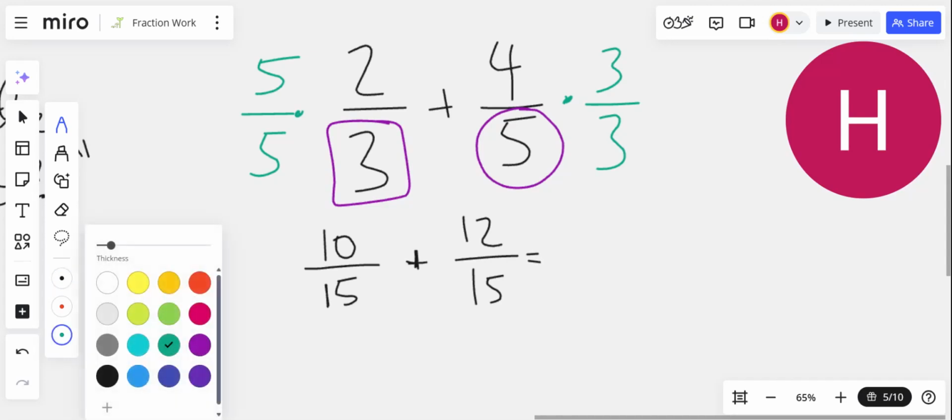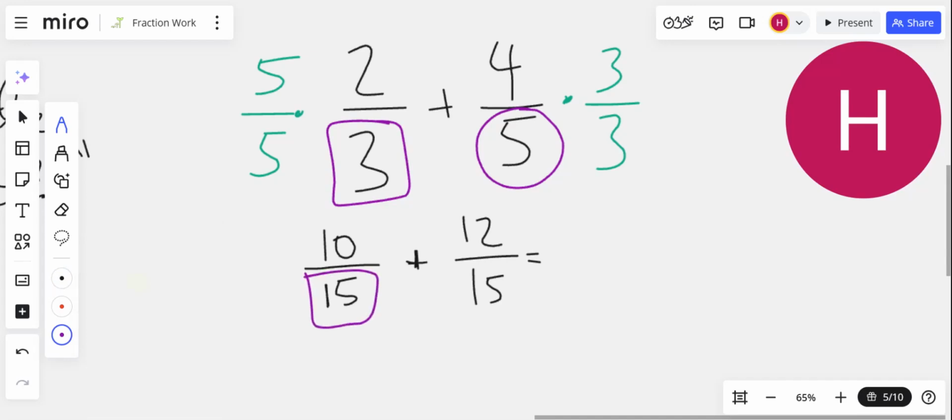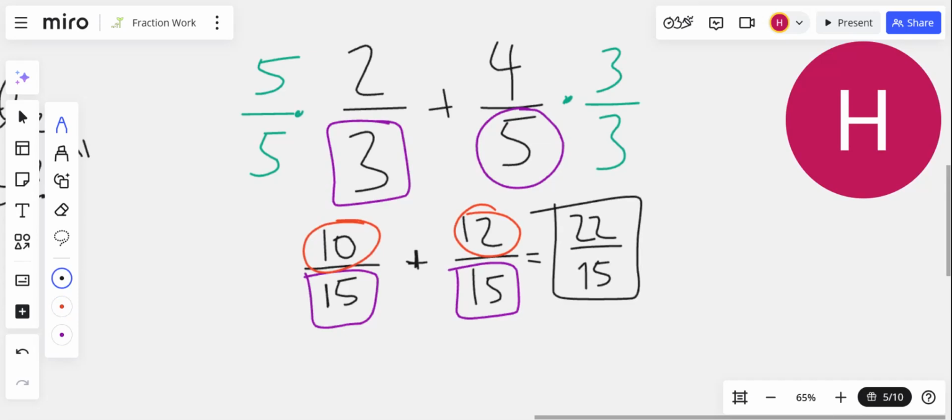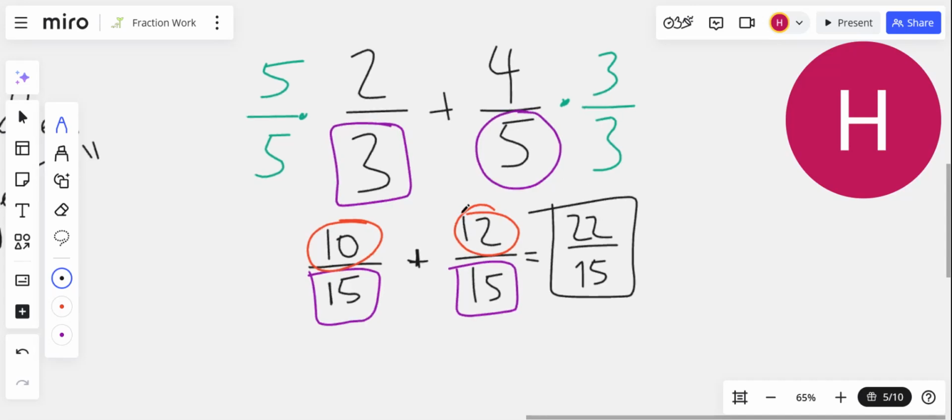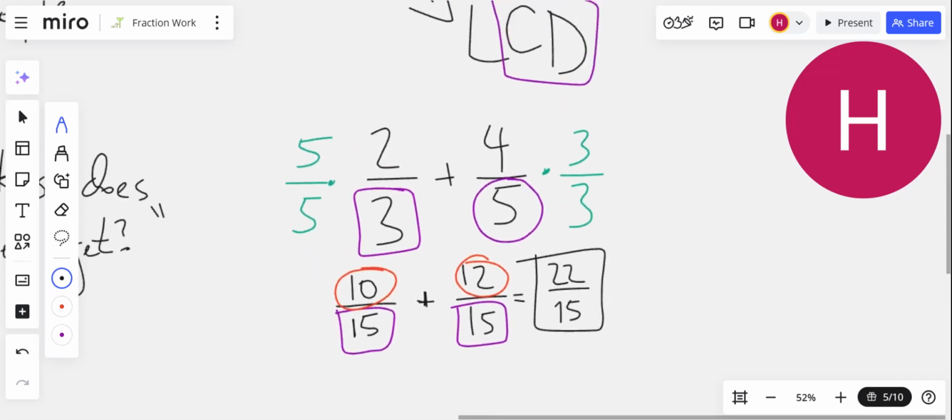I have groups of 15 now, which means that I can add the total number of cookies here. So we have 10 cookies for 15 people and 12 cookies for 15 people, for a total of 22 cookies for 15 people. That's how we add fractions. I know this seems really basic, but I want you to absorb this concept so that you can use the same concept when we have variables in the fractions.